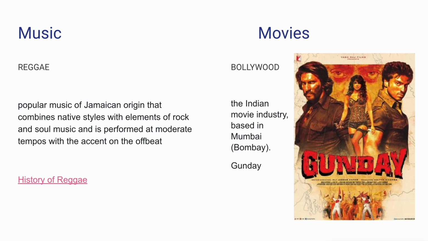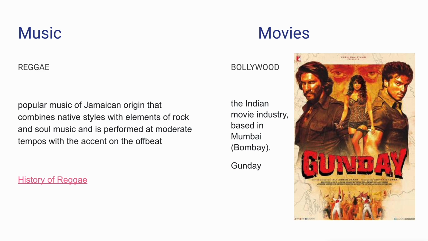You have music, for example, such as reggae. It is a popular music of Jamaican origin that combines native styles with elements of rock and soul music, and is performed at moderate tempos with the accent on the offbeat. If I have you for class, there's a link there if you want to look at the history of reggae.